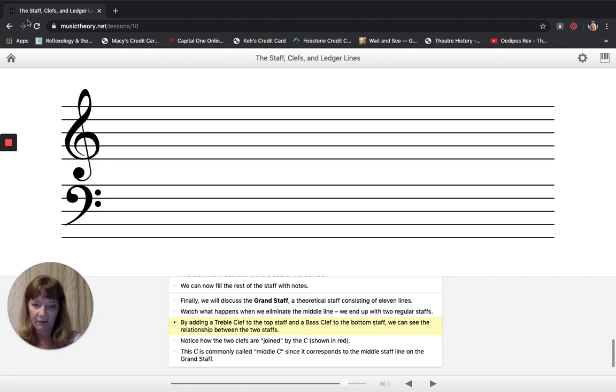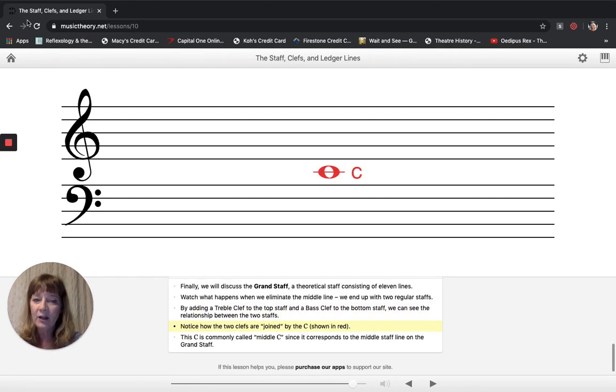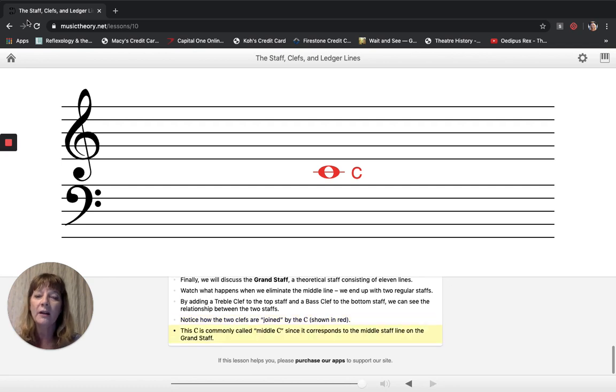And then what we do is we add the treble clef to the top staff and the bass clef to the bottom staff. And then remember that ledger line? Notice that the two staffs are connected with a ledger line. This is shown in red and it's known as middle C. That's what we call it, middle C. It is the middle C on the piano and it's the C that connects the two clefs.